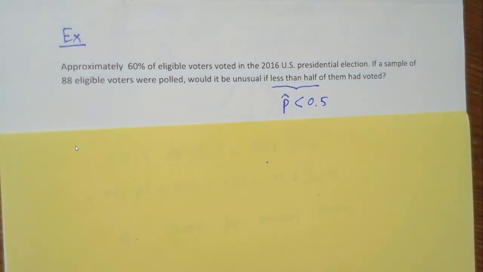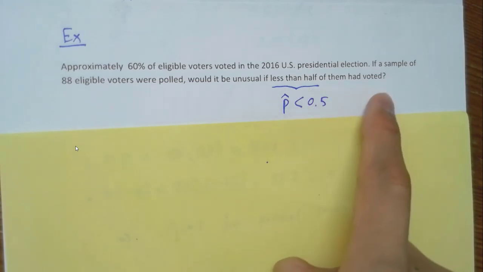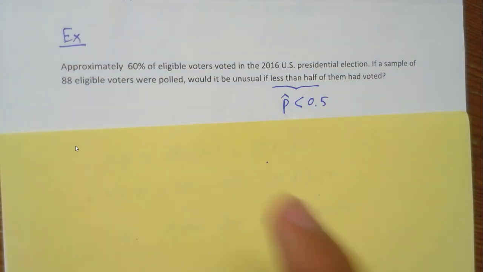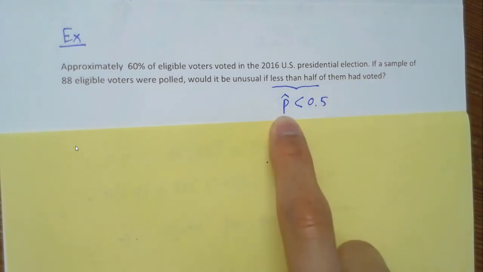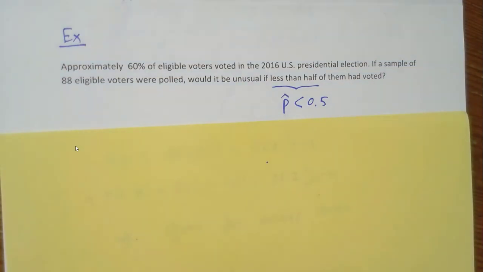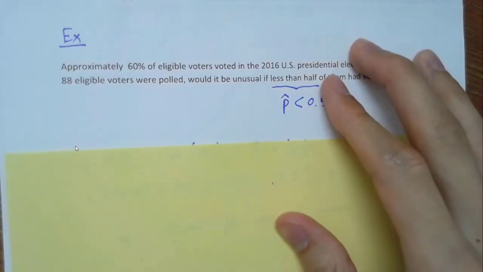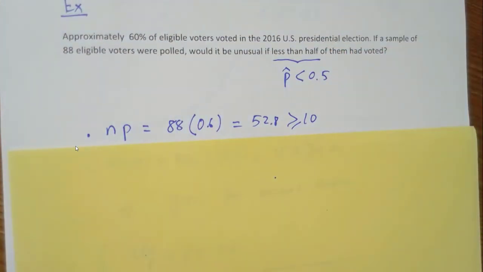So we are checking to see if less than half of them have voted. We are looking for the sample proportion, which is p hat. So we're checking if p hat is really less than 0.5, because 0.5 is half. We want less than half, so it's less than 0.5. Now this is a sample proportion.